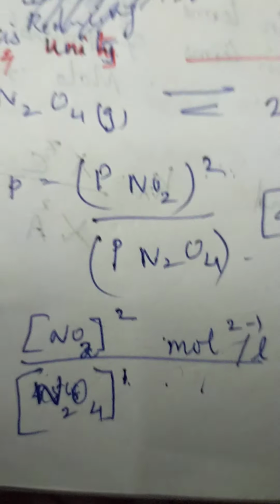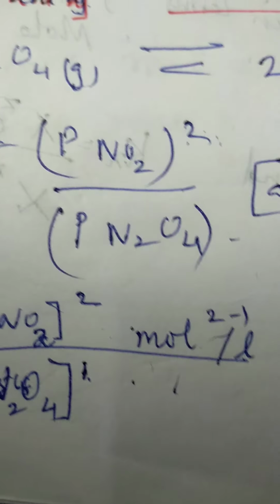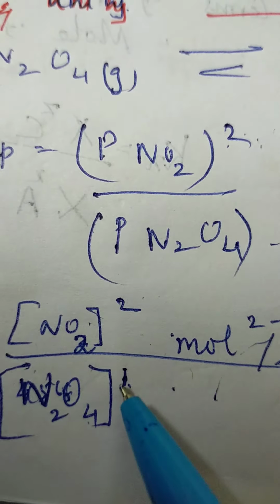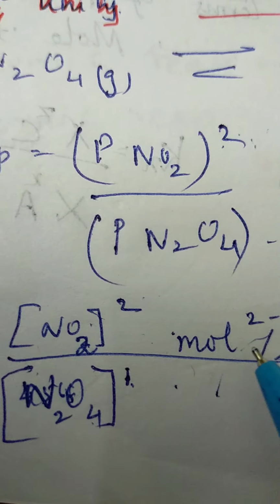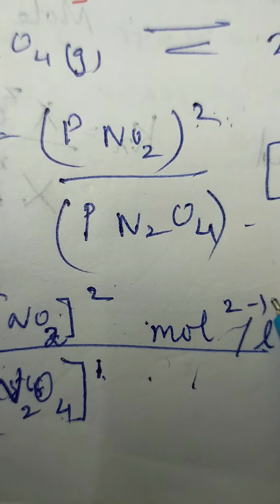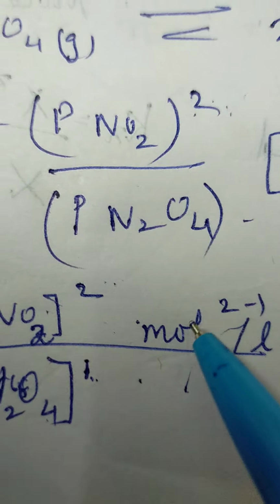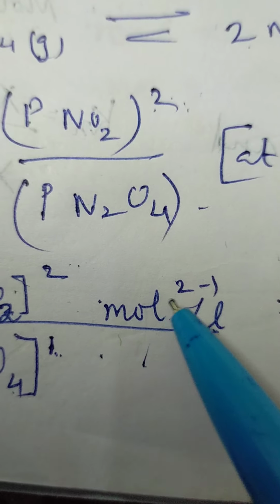What is the Kc for this reaction? Kc is equal to the concentration of NO2 squared divided by the concentration of N2O4. What is the unit? Mole to the power 2 minus 1, since here the coefficient is 2 and here it is 1, so mole to the power 2 minus 1 per liter.